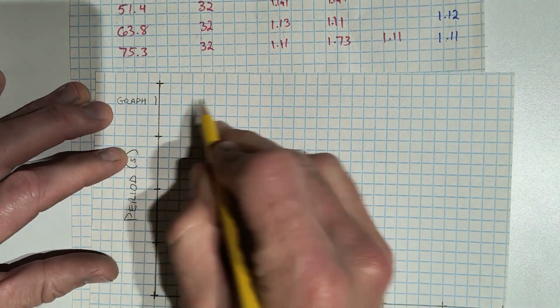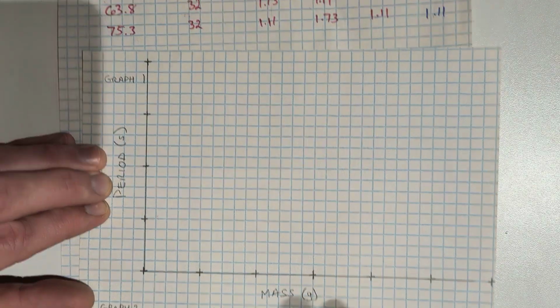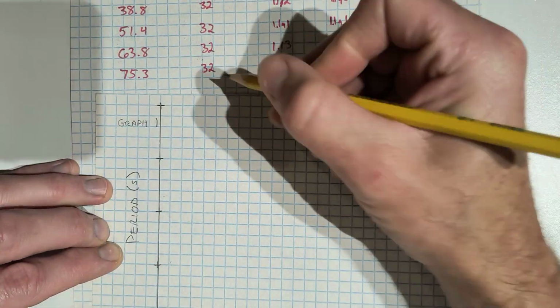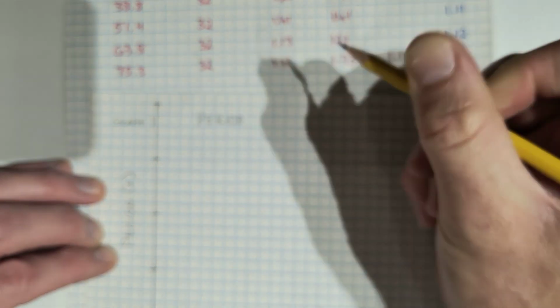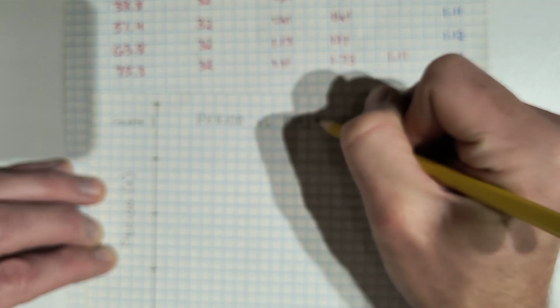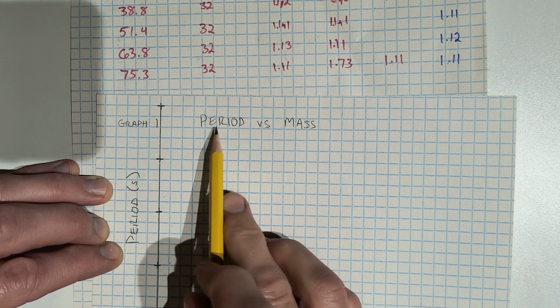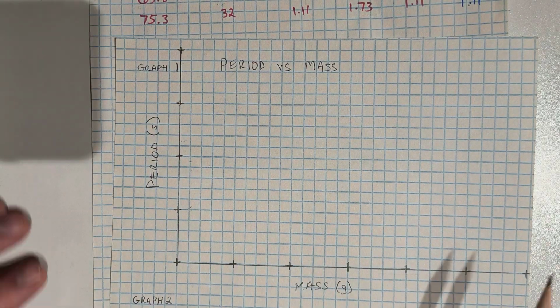All right, and then the title up the top, it's going to be the independent versus the dependent down here. So you would just write period versus mass, and that's going to be the title. Sorry about all these shadows. I don't have great lighting, but I'll let you see it when I'm done writing it. Period versus mass. So what is the period as we change the amount of mass? So that's how you title the graph. Okay, now we're ready to plot our points.